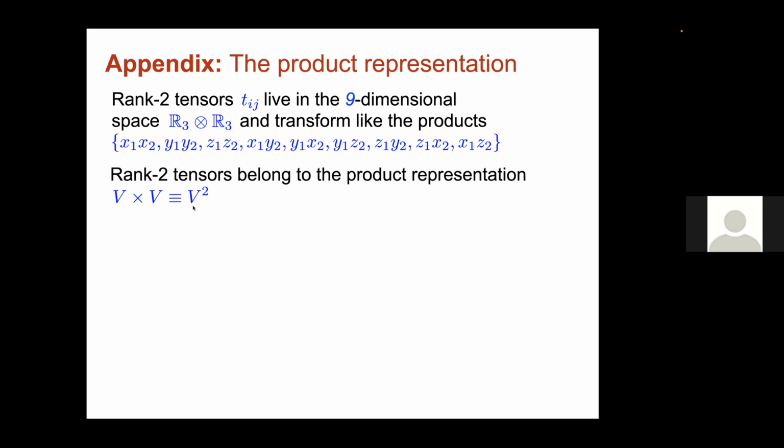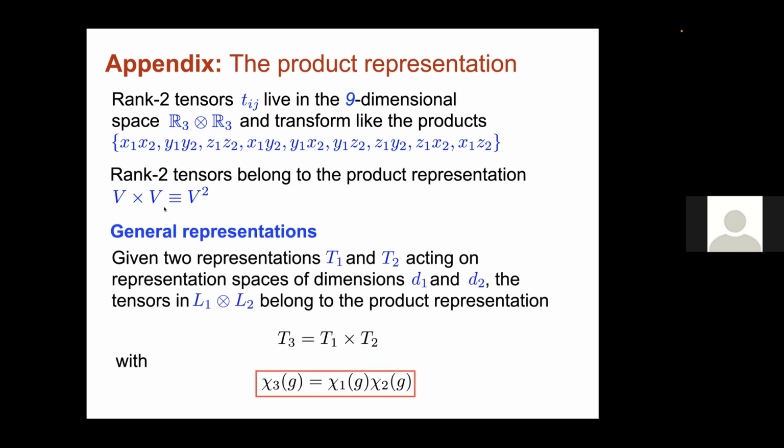Okay, so you see that taking the product of a representation is associated to taking a tensor product of linear spaces. This is also called the Kronecker product. Okay, in some books, that's the way you'll find it. In general, for 2 representations, T1 and T2, acting on spaces of dimensions D1 and D2, the tensors in the tensor product belong to the product representation by definition. And we'll show next time that the character of the tensor representation is very simple. It's just the product of the characters of the factors. Okay, so I'm going to stop here.